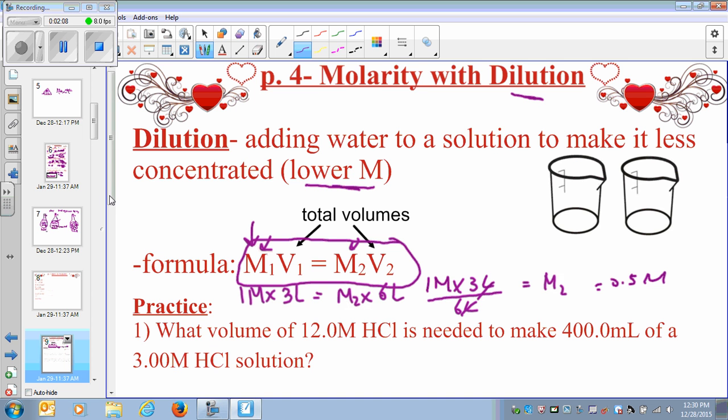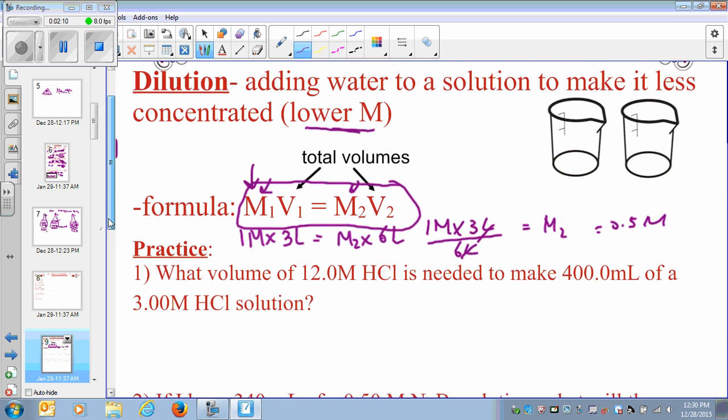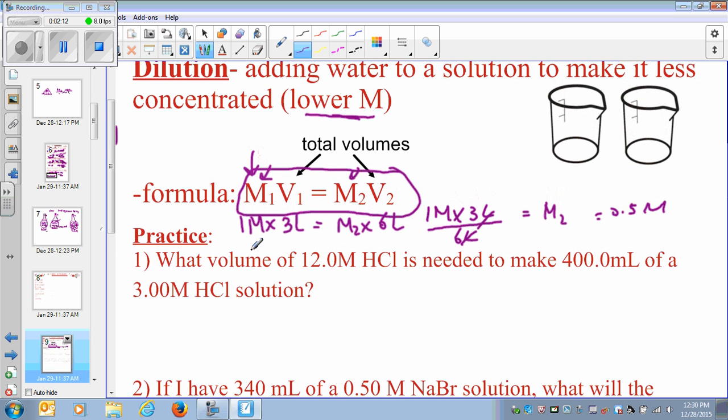For example, let's do this practice question. What volume of 12 molar is needed to make that? Quite often the question is, how do I know which one is M1V1 and which one is M2V2? You have to read the question carefully and understand what it is saying. The question is saying how much of this is needed to make that. That means this is the second part. So I'm calculating my V1.